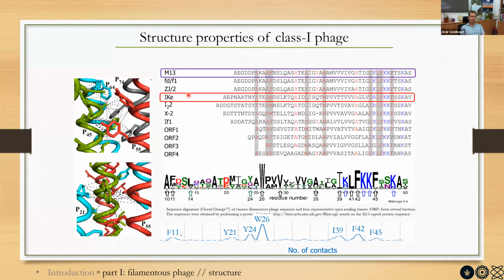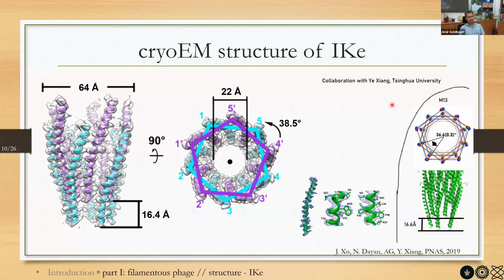So we picked this IKE phage because you can see that here it has a single arginine as one of the 4 positive charge residues, 3 of which actually interact with the DNA. And this is nice because if arginine is unique, then you can look directly at the arginine and measure protein-DNA interactions and dynamics and all sorts of things, because there is no problem with spectral dispersion. So with this IKE project, we actually reverted to cryo-EM. This was done in a collaboration with Ye Chang from Tsinghua University.